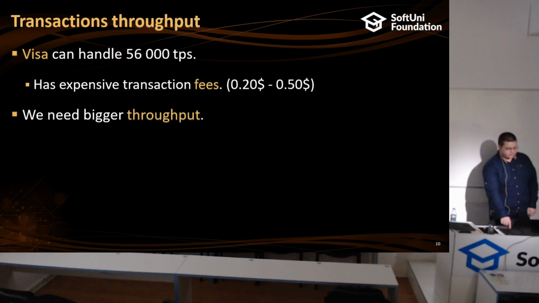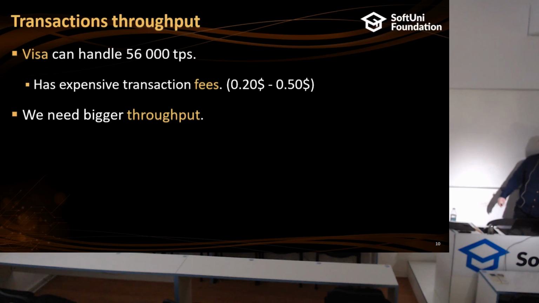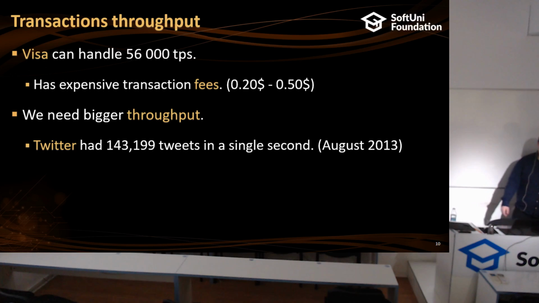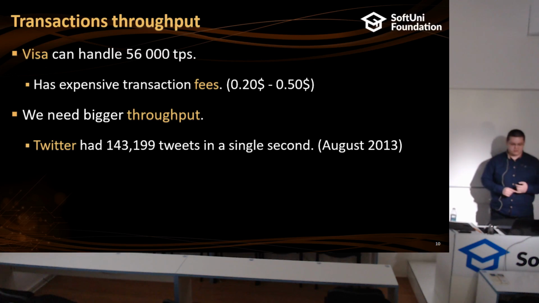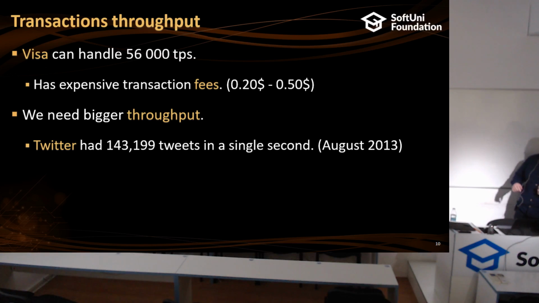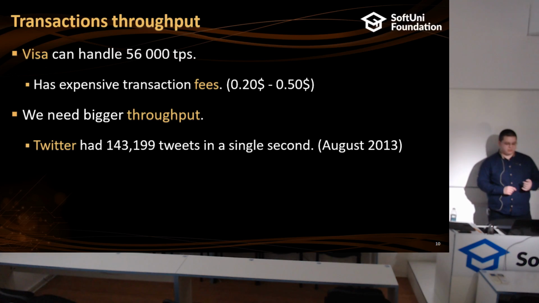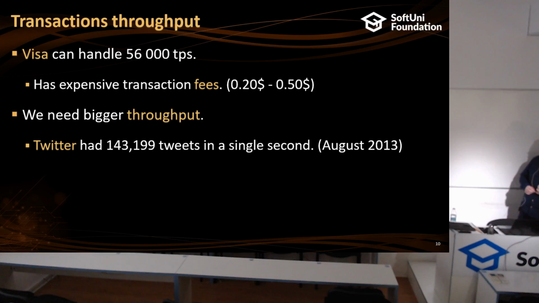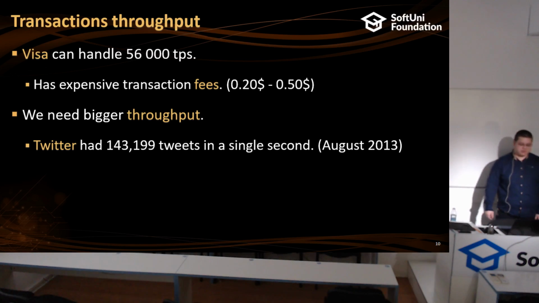The other reason is that we actually need a bigger throughput than this, and there are many proofs of that. For instance, Twitter had 143,000 tweets in a single second in August 2013. I know that the idea of blockchain isn't to be a social media like Twitter. But again, if we want to change the world, we actually need to have the ability to offer the blockchain to a lot more people than Twitter does. So in reality, we need this number to be very big.